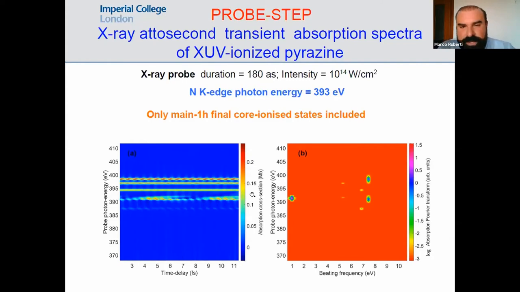And now the question is, so I showed you that transient absorption can be used to monitor the dynamics and to probe some coherences, but how many coherences that are induced in the system can we probe? Can we probe almost all of them? Can we actually aim to reconstruct the full density matrix?